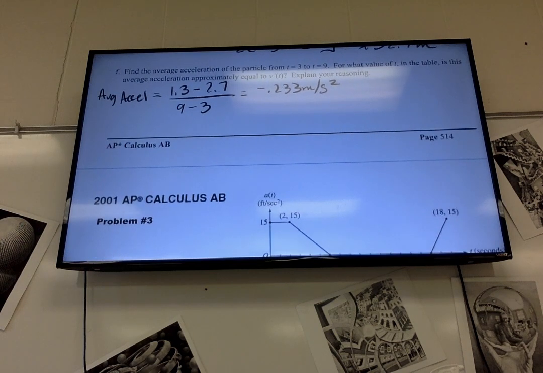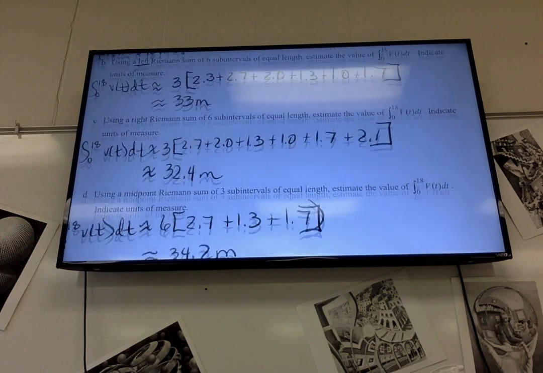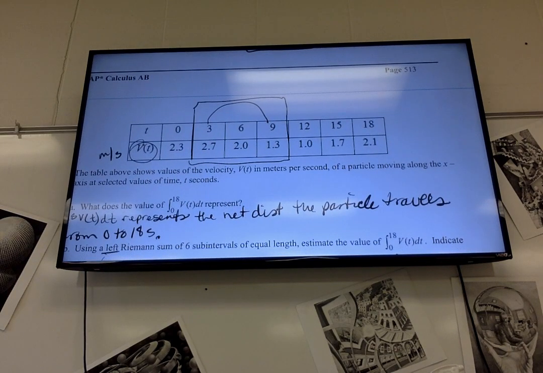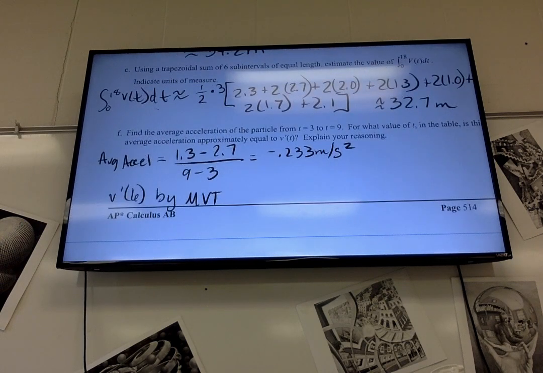That's all. And then the second question says, for what value of t in the table is this average acceleration approximately equal to v prime of t? None. Well, it would be approximately v prime of 6 by the mean value theorem. Because the mean value theorem says that there should be some point in between those two that is equal to the slope of the others. It's just we're not going to get exact.